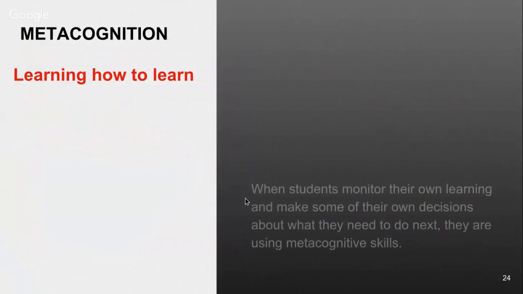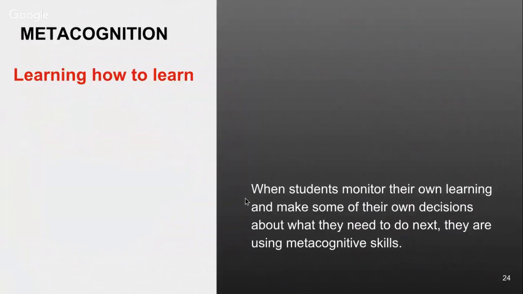Learning to learn. It's all about metacognition. When students can monitor their own learning and make some of their own decisions about what they need to do next, they're using metacognitive skills. Now, I don't know if anybody else has the problem. If I ask a student normally where they are as far as their skills go, they're really not too good at self-assessing themselves. So this is a very good idea to have a lot of formative assessment, so they can self-assess themselves.